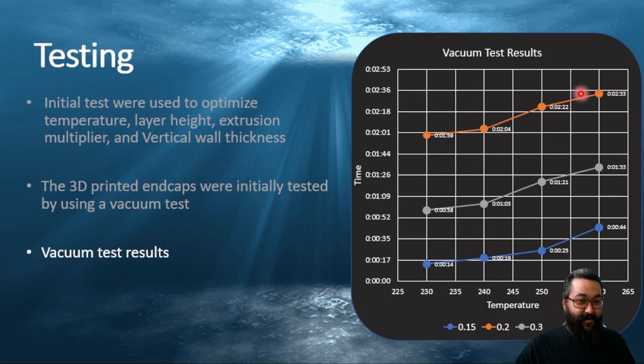This end cap here only lasted about 2 minutes and 33 seconds. By changing the extrusion modifier, it went from 2 minutes and 33 seconds to over 3 hours of holding the vacuum. So that exponentially increased the amount of time it could hold a vacuum. That's the best end cap that I've tested, and it was the first one used for testing with the actual pressure vessel itself.